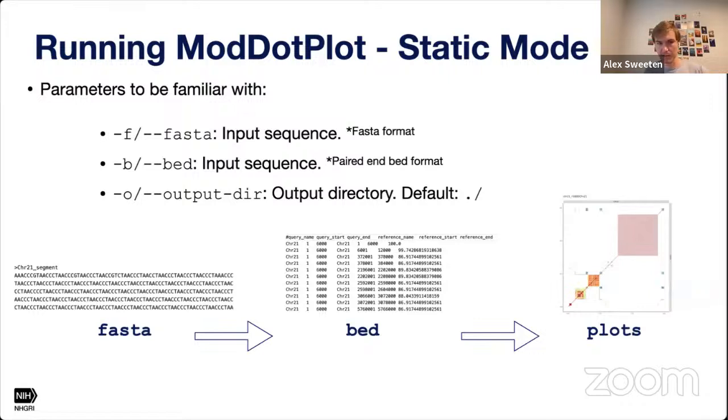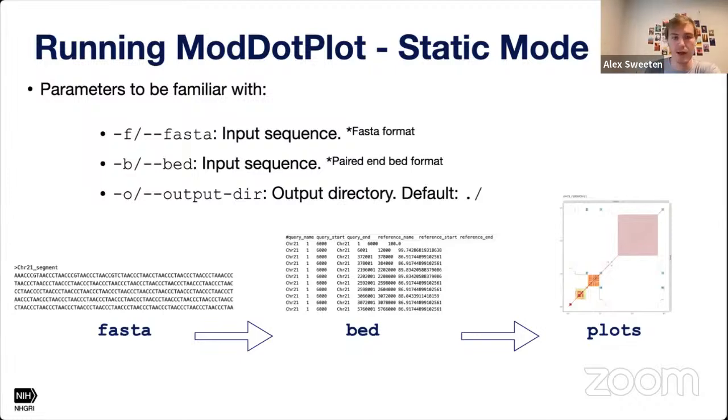So let's start out with static mode. I'll switch out to the Gitpod in a little bit, but I just want to go over some of the basic parameters first. The main parameters are going to be your input and output. Your input to static mode is going to be a sequence in FASTA format.